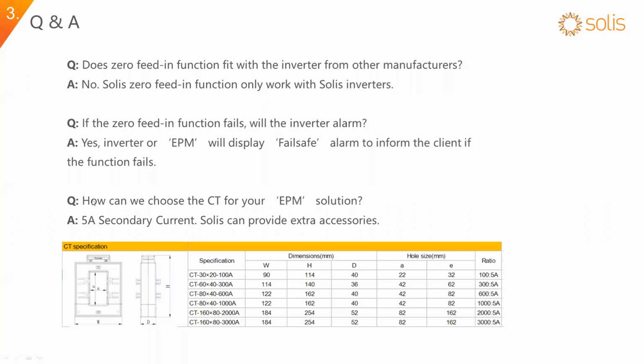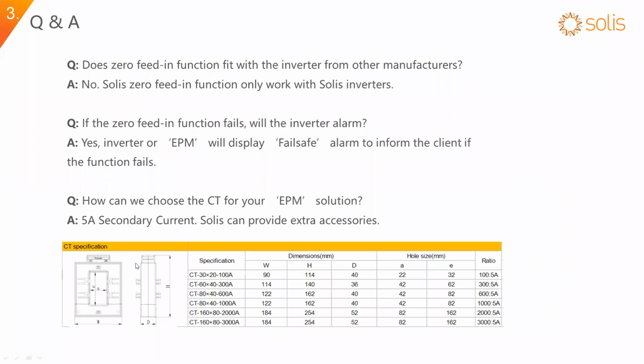And another one is, how can we choose the CT for your EPM solution? For the CT, we just require the signal current to be 5 amp, and we don't care about the primary current. Actually, Solis can provide some accessories, so we can provide certain types of CT for your purchase, for example, CTs of 100 amp to 3000 amp. But other than these, if you didn't find the correct CT for your system, then you might buy your own CT from another source.